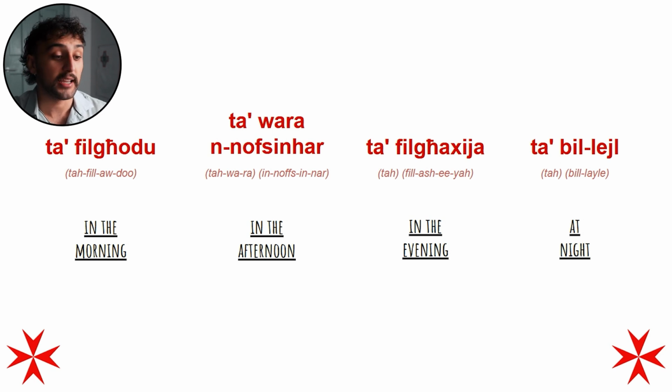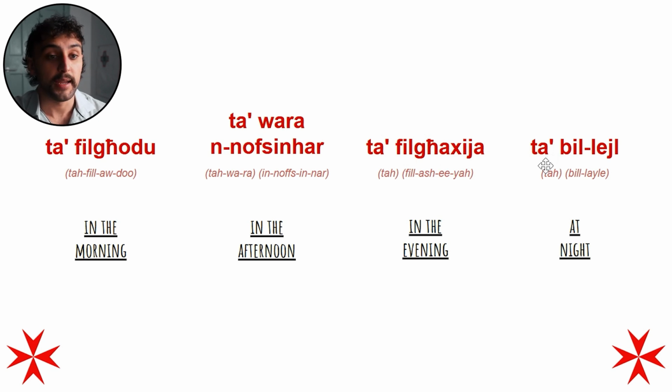So to specifically say in the morning in Maltese, we say ta filgħodu. That's ta filgħodu. To say in the afternoon, we say ta wara nofsinhar. That's ta wara nofsinhar. And wara, by the way, means after. Now to say in the evening, we say ta filgħaxija. That's ta filgħaxija. And to say at night, we say ta bil-lejl.